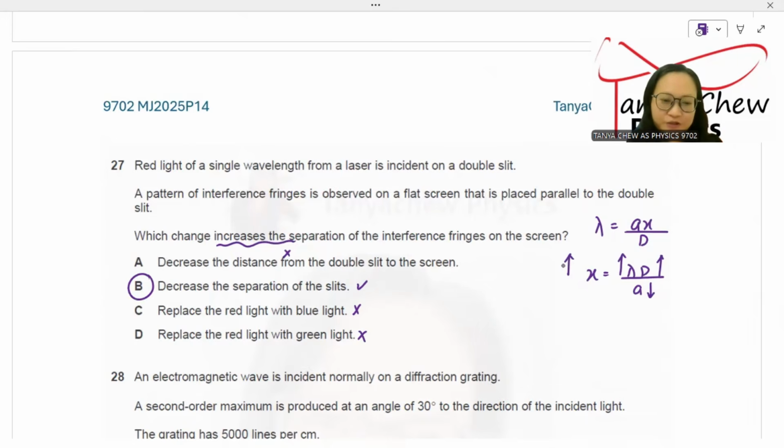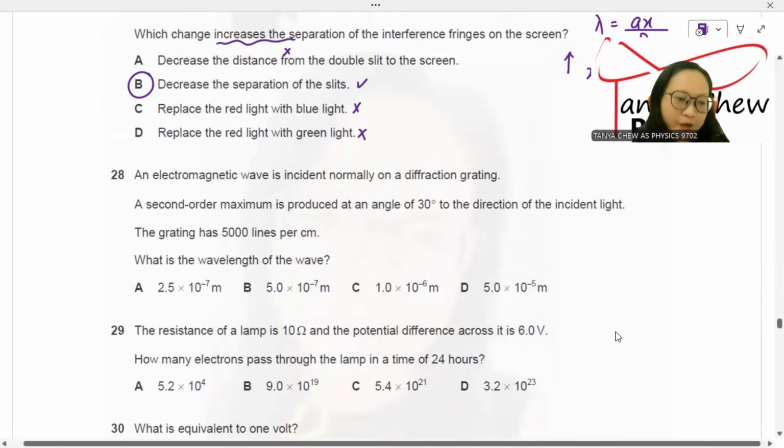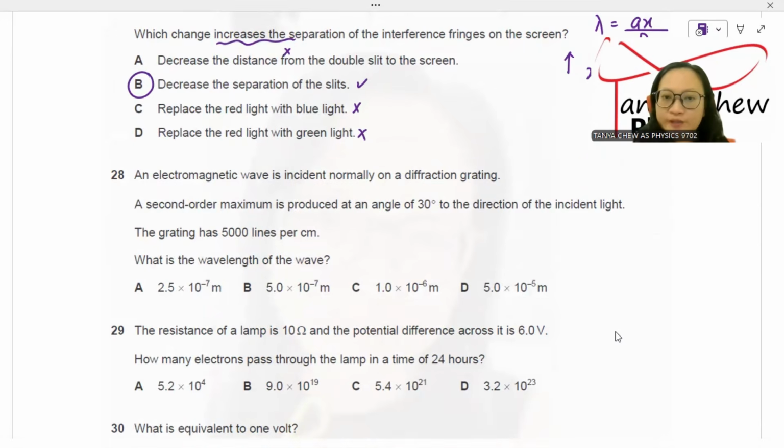So B is the answer. Number 28, an electromagnetic wave is incident normally on a diffraction grating. A second order is produced at an angle of 30 degrees to the direction of incident light. The grating has 500 lines per cm. What is the wavelength of the wave?